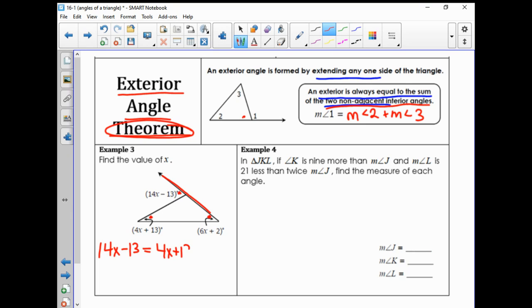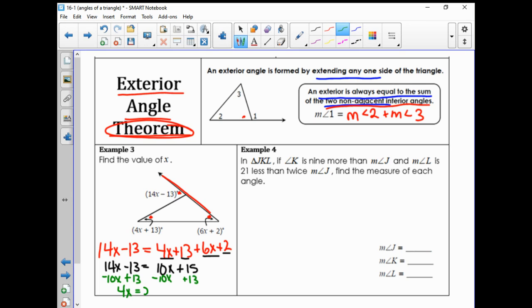4x plus 13 plus 6x plus 2 right there. And then we combine like terms and go ahead and solve. So 14x minus 13 over here, 4x plus 6x is 10x. 13 plus 2 is 15. Good. Now go ahead and get x's on the same side of the equals sign and solve. So we're going to subtract 10x from both sides. Actually, let's add 13 to both sides while we're at it.